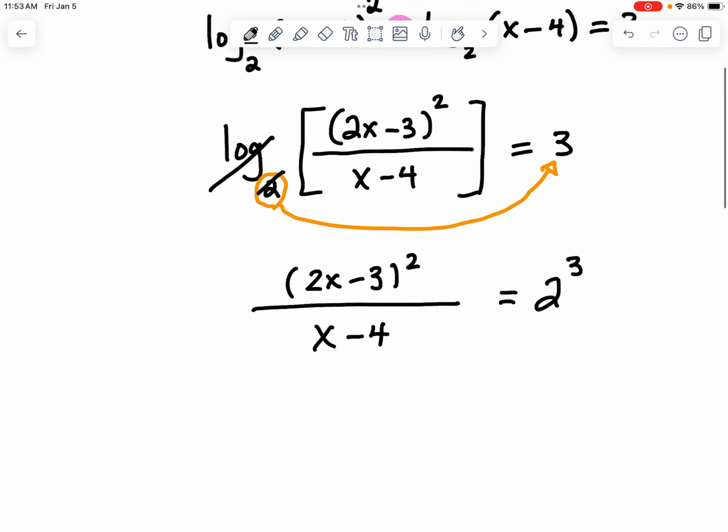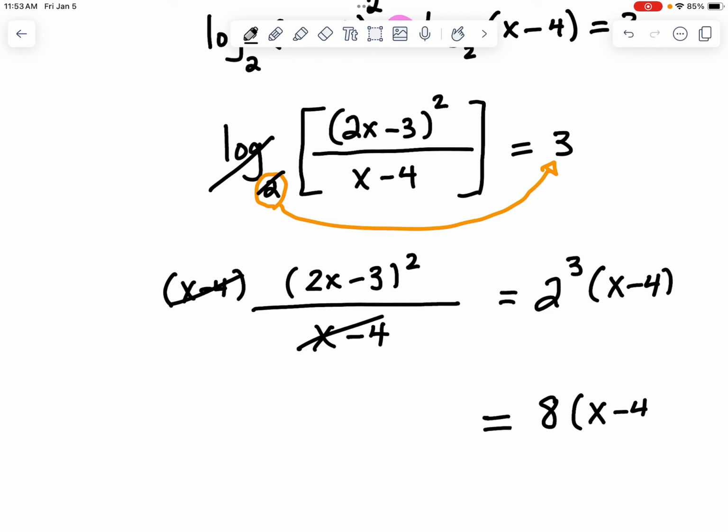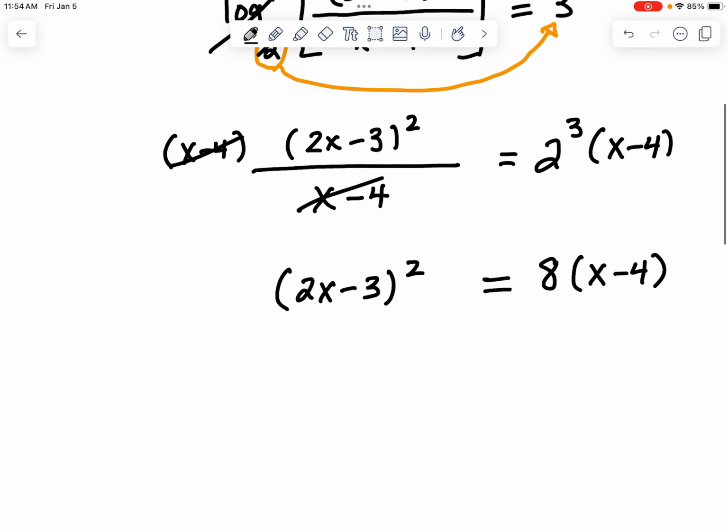And then what I'm going to do to solve for x is multiply both sides by x minus 4 to eliminate the fraction. So these are going to eliminate. On the right side, 2 cubed is 8, so I'll have 8 times x minus 4. And on the left side, the only thing that's left is 2x minus 3 being squared. Okay, the next thing to do is multiply this out. So 2x minus 3 times 2x minus 3.